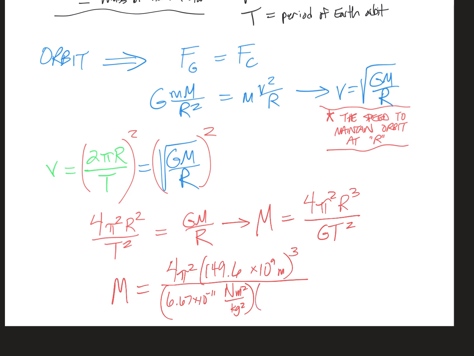And then the period of orbit, and here's this 31,556,952 seconds. And that gets squared. If you went to Google and you said 1 year equals, or 1y to s, it would tell you this answer. And so this will be approximately 2 times 10 to the 30th kilograms.